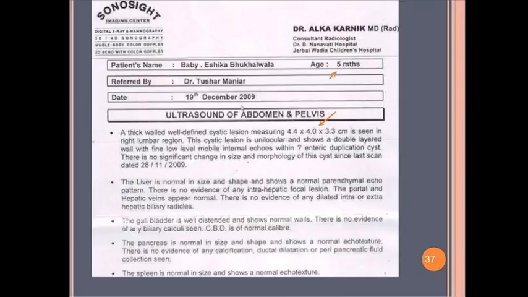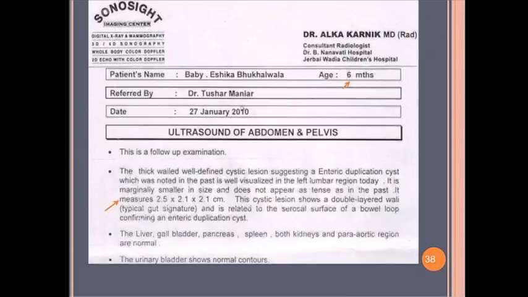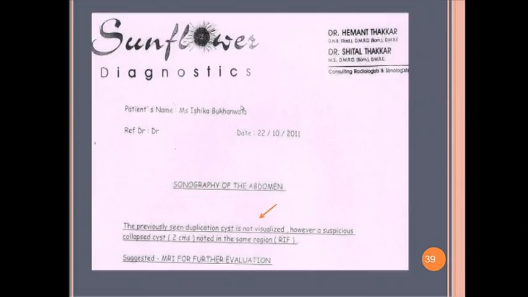We started the homeopathic treatment, and we found that in the 6th month, the size was reduced to 2.5 by 2.1 by 2.1 square centimeters. That is around 1/8 the size. In a 2-month period, the cyst size had come down to 1/8 the size. And on 22/10/2011, there was complete resolution of the cyst.